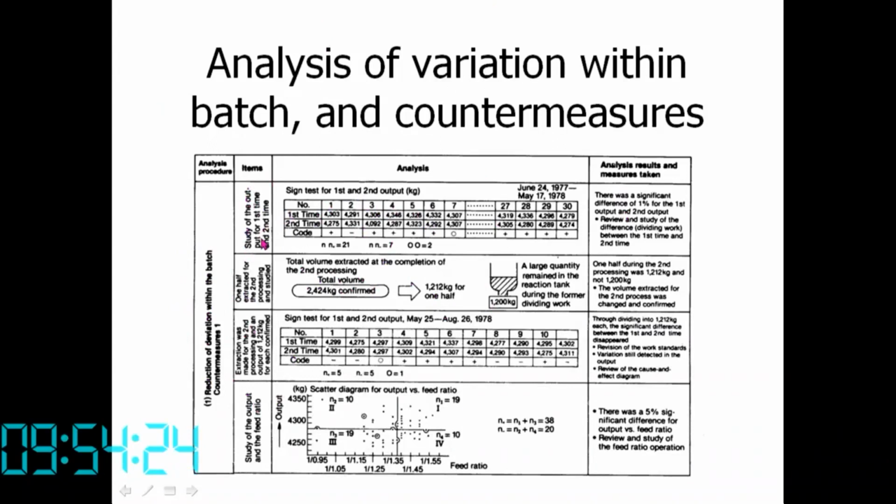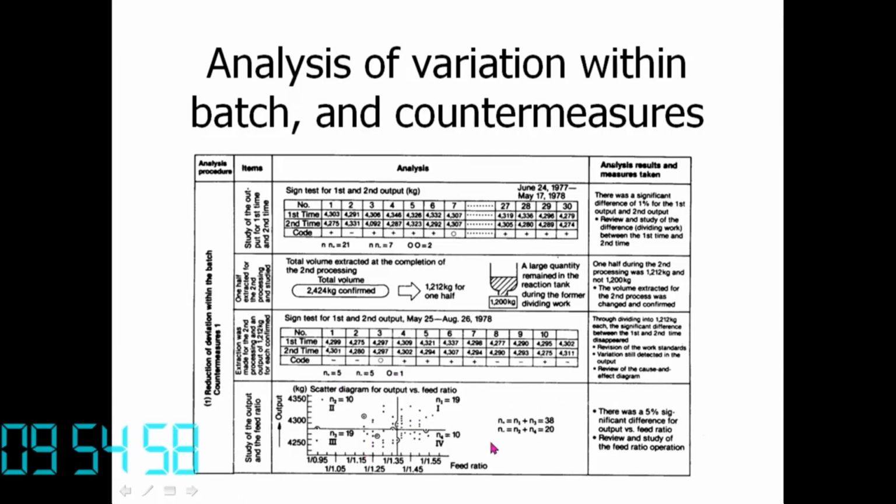So they did several countermeasures. A study of the output for first time and second time. Half extracted for the second processing and studied. Extraction was made for the second processing and the output of 120 is confirmed. Study the output of the feed ratio. Various analysis results are measured here. So they're doing so many things. Okay, we'll not go into the details now.